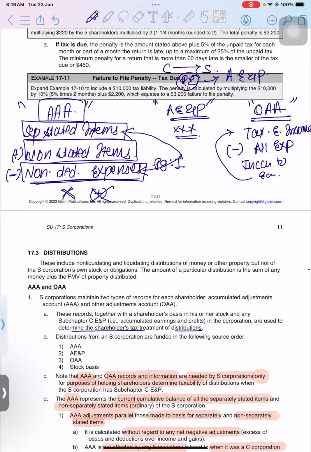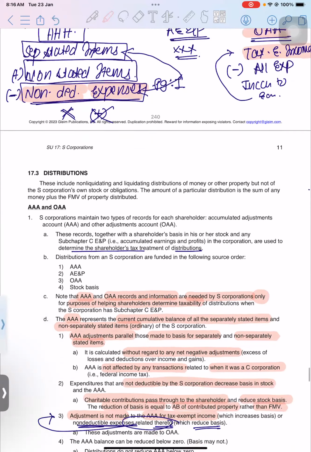OAA is rare; in practical life you will not see that much OAA balance, other adjustment account balance. AAA is simple: take all separately stated incomes, non-separately stated incomes, and reduce non-deductible expenses. Only one thing, non-deductible expenses are getting reduced, but income will be included. Tax exempt income will be included in the OAA account. Clear, guys?